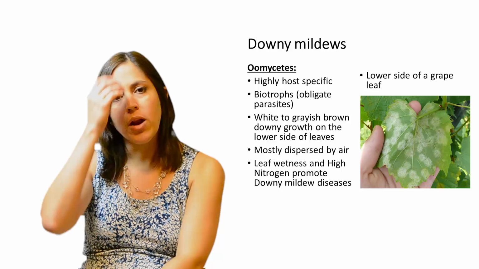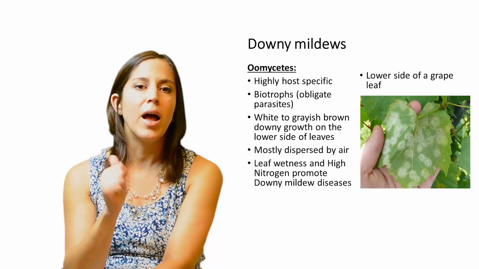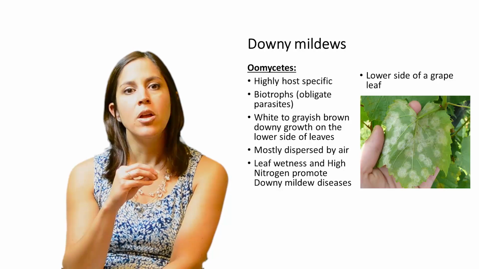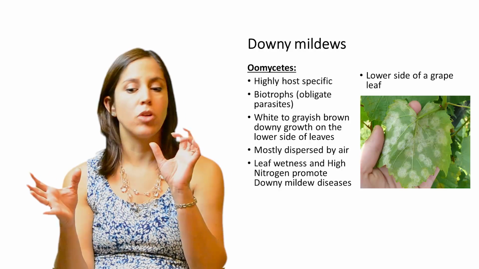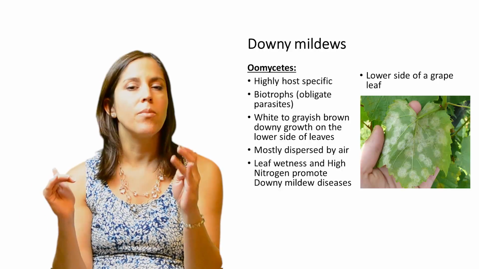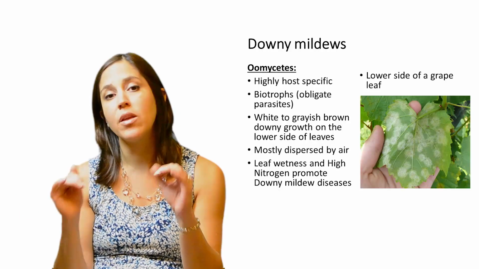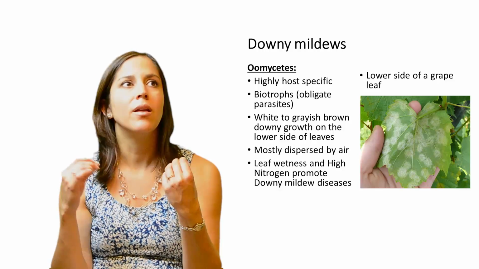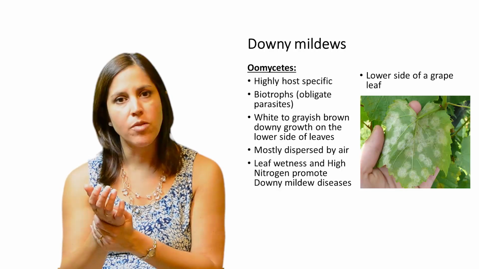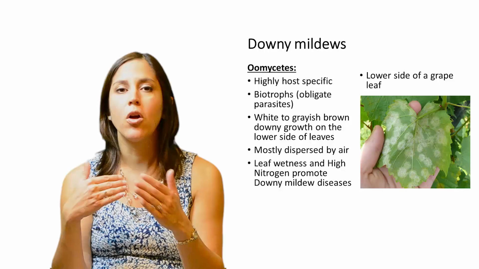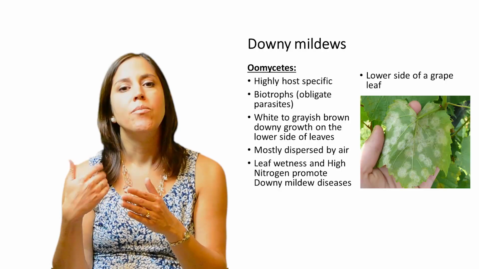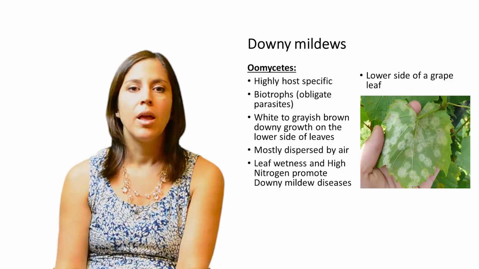First of all, both of them are highly host specific. So you may have a rose plant and you may have some grapes, one next to the other, and if both of them are infected with downy mildews, most likely it's a different species. It's not going to be the same. This one is also a biotroph. It's an obligate parasite, so it requires the living host. So it's not going to kill it right away. It's going to take quite some time before it actually kills the host.